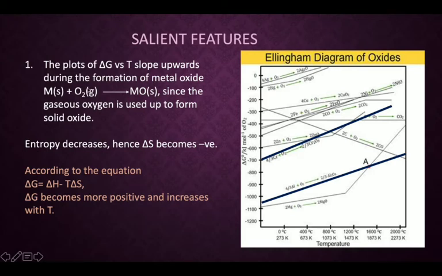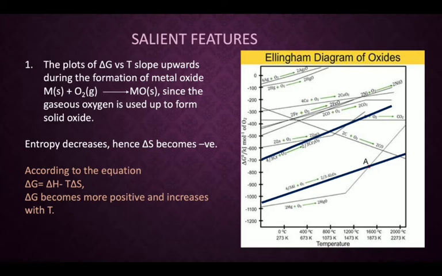I have discussed this in the previous slides, in the first case of entropy change. Here we can see the number of moles of the gaseous reactant is more when compared to the number of moles of gaseous product, because on the product side there is no gaseous compound at all. So the entropy decreases, or delta S becomes negative. You know that as delta S becomes negative, delta G becomes more and more positive.